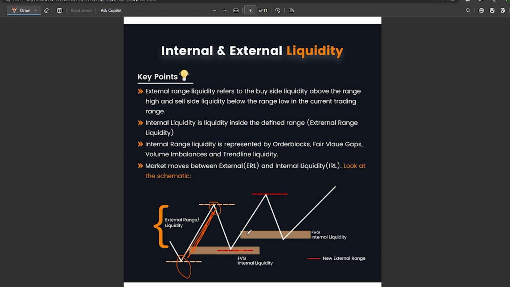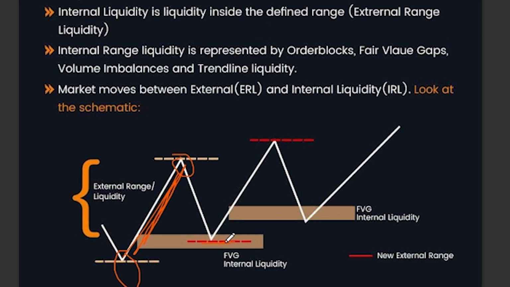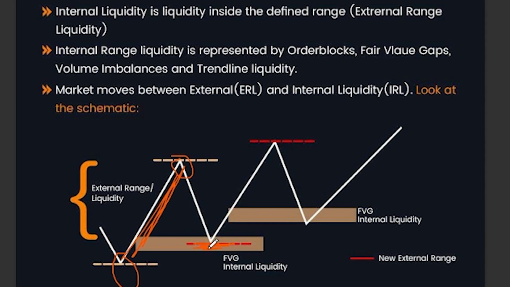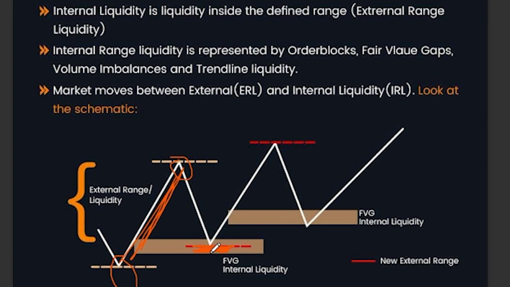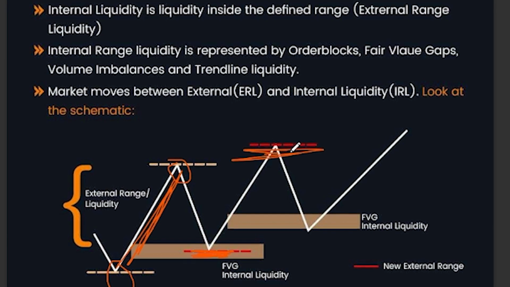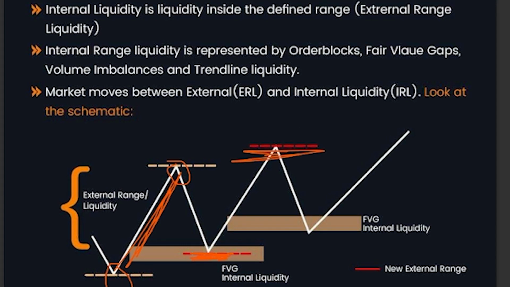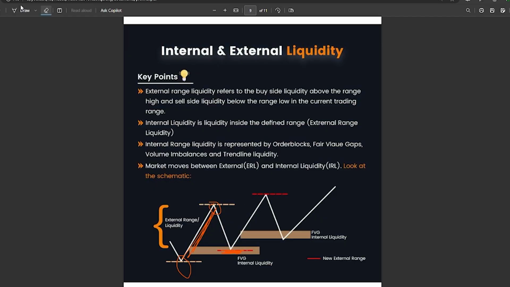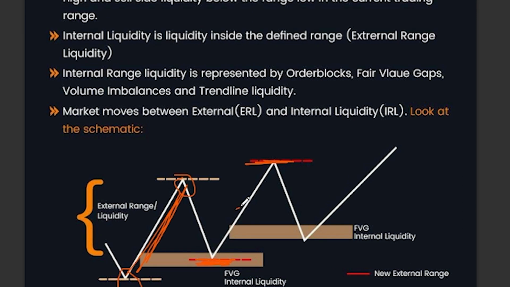Now let's mark the external and internal on this leg, the red leg. This is the range low and sell side liquidity rests here. So external liquidity would be here and buy side liquidity rests here. So external liquidity would also be here on the top side and the bottom side. So internal liquidity rests in the middle of the leg, which is the fair value gaps, order blocks and everything.